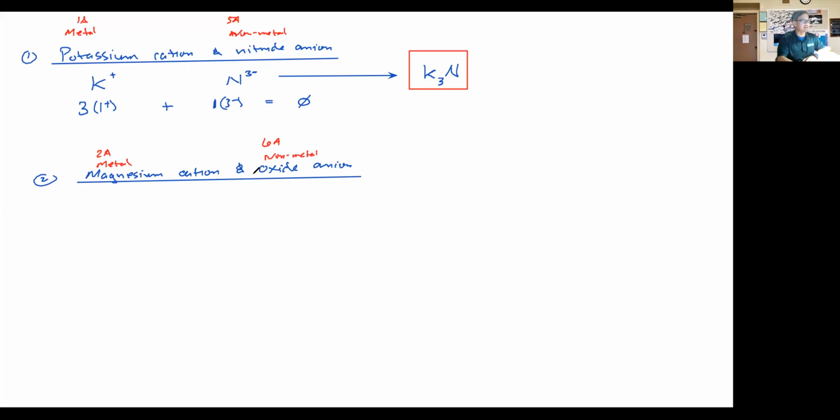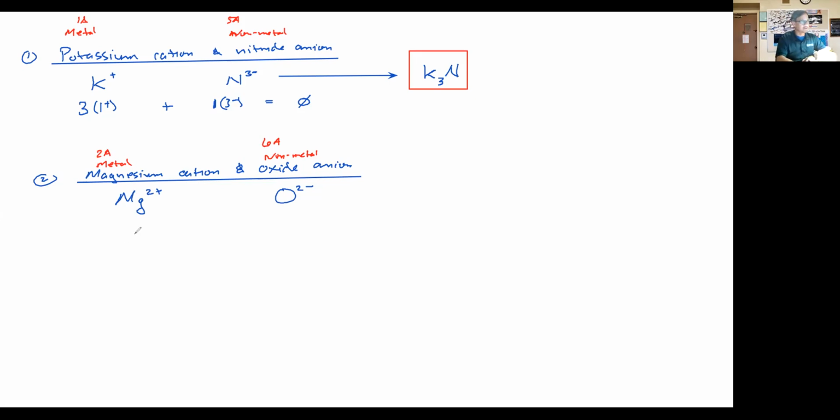Now with that taken care of, let's write out the symbols for each one of these ions here. For the magnesium cation, the symbol is going to be Mg2 plus. For the oxide anion, it's going to be O2 minus. Those are the symbols for the ions. The last question then is, will the charges balance out if you have one of each?